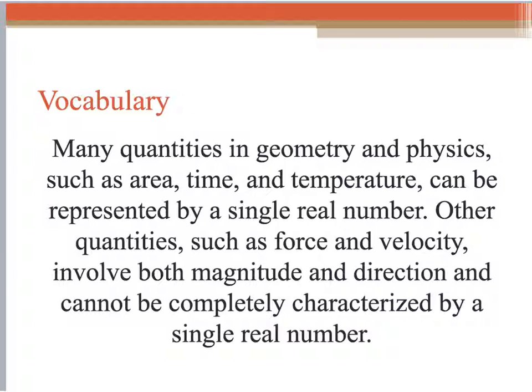So for some vocabulary, it says many quantities in geometry and physics such as area, time, and temperature can be represented by a single real number. Other quantities such as force and velocity involve both magnitude and direction and cannot be completely characterized by a single real number.